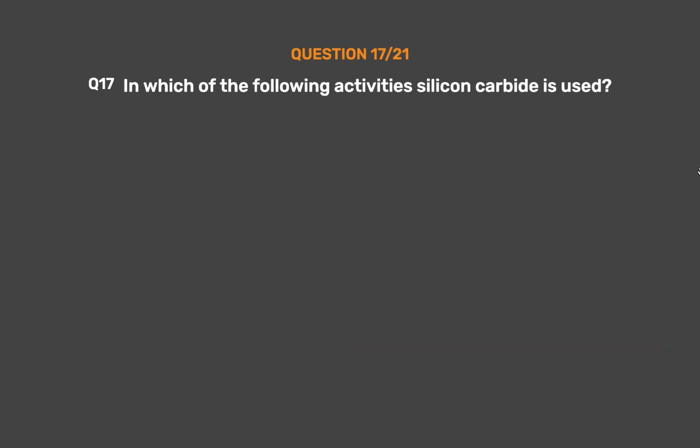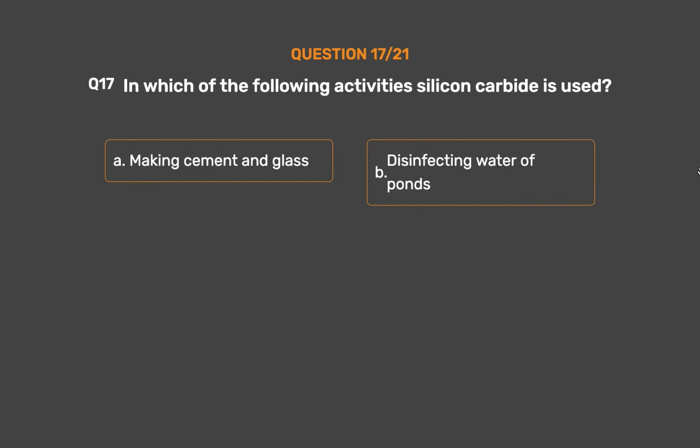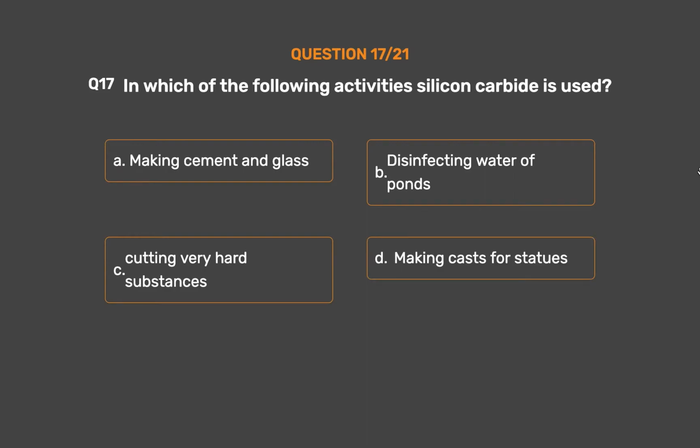Question number 17. In which of the following activities is silicon carbide used? Option A, making cement and glass. Option B, disinfecting water of ponds. Option C, cutting very hard substances. Option D, making casts for statues.